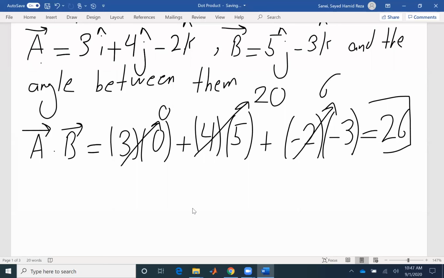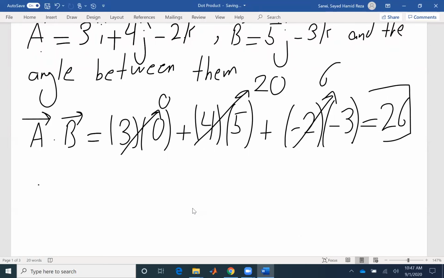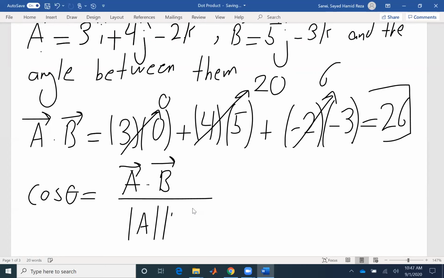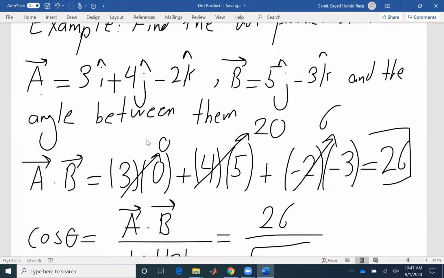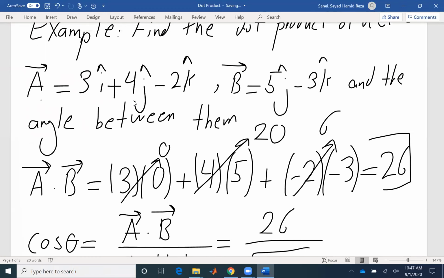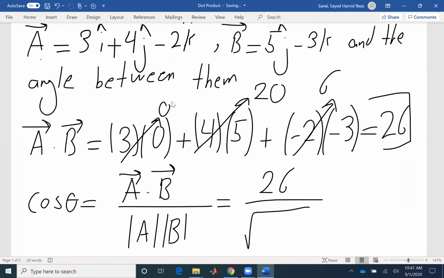And then the second part asks for the angle between the two. We know cosine theta would be A dot B that we found here, over the magnitude of A multiplied by the magnitude of B. So here in the numerator, I have 26. In the denominator for A, I need to find the magnitude of A. So that would be 3 squared plus 4 squared plus 2 squared. So that would be 9 plus 16 plus 4.